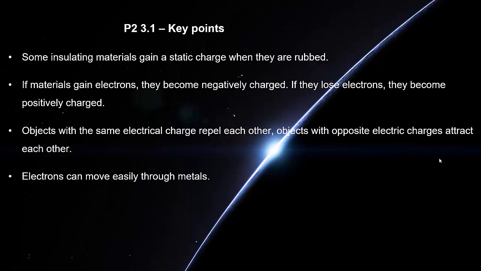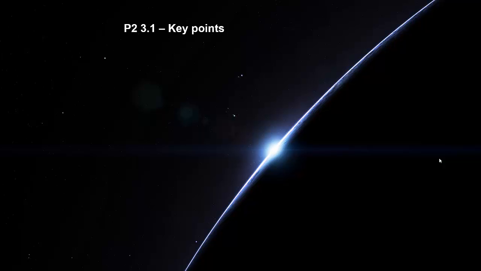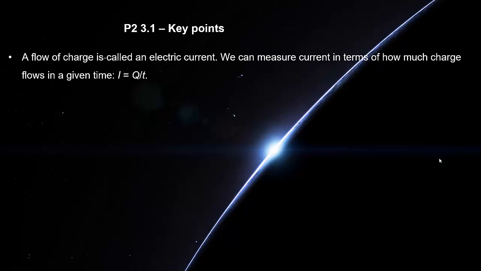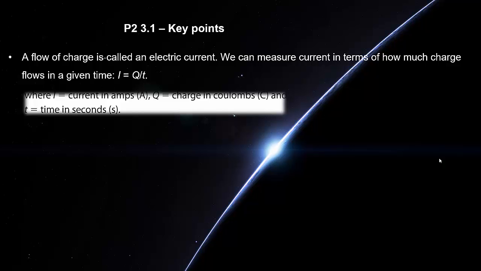Electrons can move easily through metals. A flow of charge is called an electric current. We can measure current in terms of how much charge flows in a given time. Current equals charge divided by time.